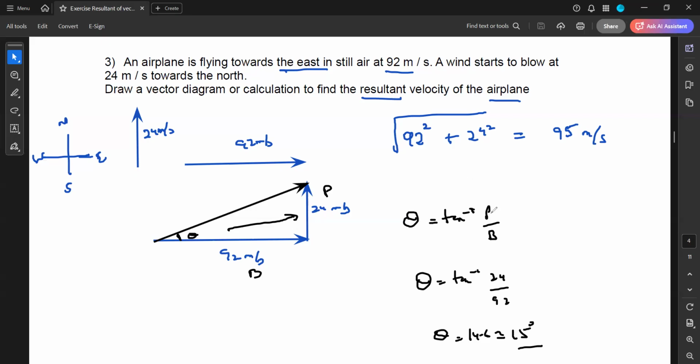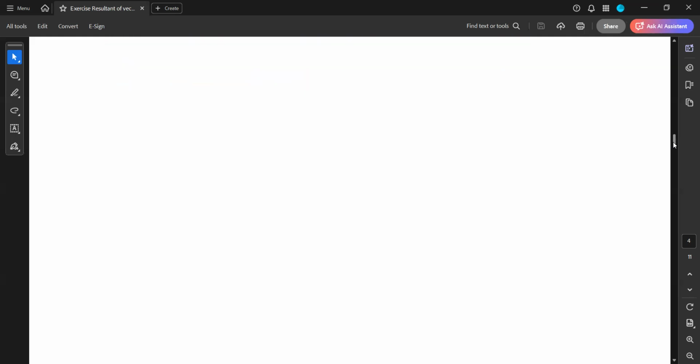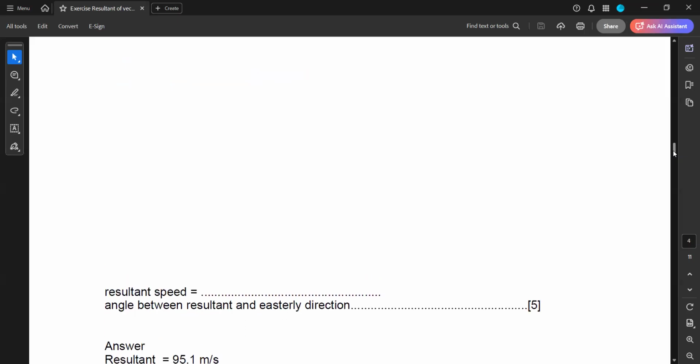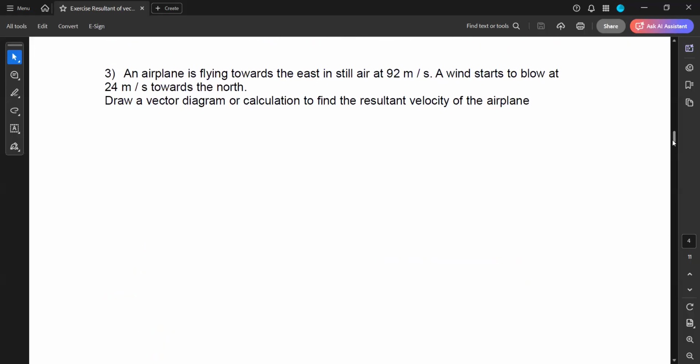Is it clear, this example? Yes. So 14.6 degrees from east, or the easterly direction. Okay. Yes, I will repeat this one.